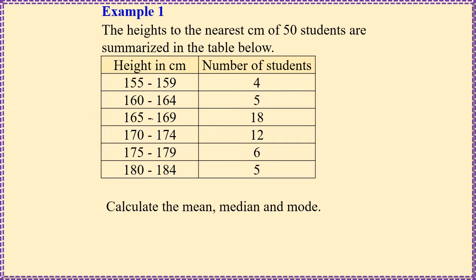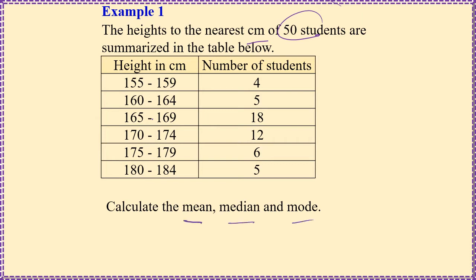Okay, let's say the height to the nearest cm of 50 students are summarized in the table below. So the height between 155 to 159, we have 4 students. And then 160 to 164 is 5 students. So we continue up to the group 180 to 184 is equal to 5 students. So calculate the mean, median, mode.